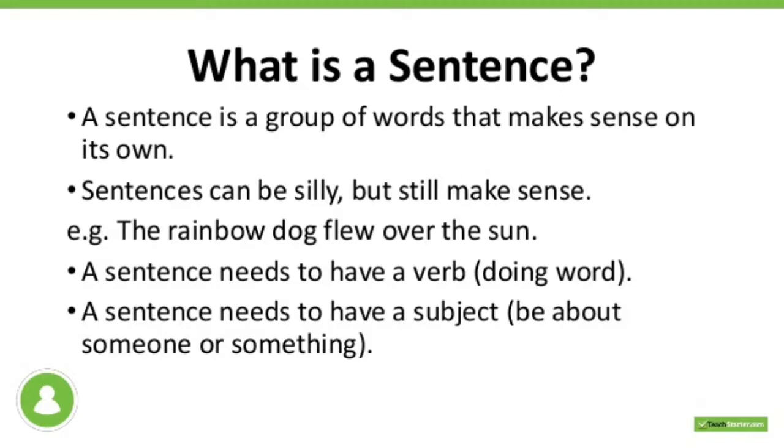A sentence needs to have a verb, that is, a doing word, and a sentence needs to have a subject, that is, someone or something doing the work. So, a sentence is a group of words that makes sense on its own, and a sentence can be silly but it still gives sense, that is, meaning. For example, the rainbow dog flew over the sun. Here, the sentence has a verb, the doing word, and a subject, the one who did the work.